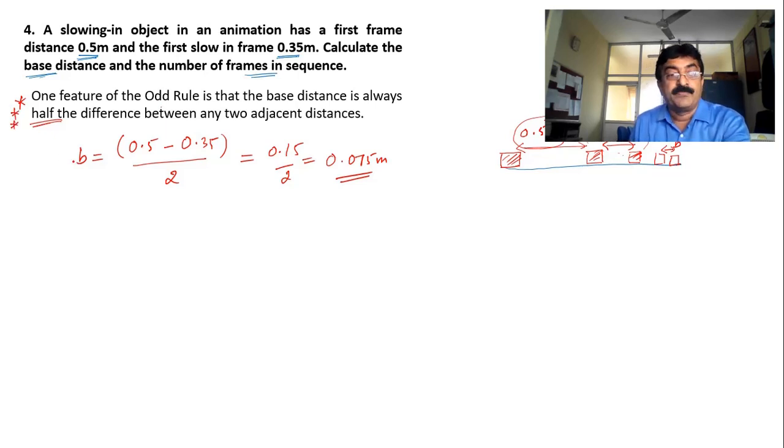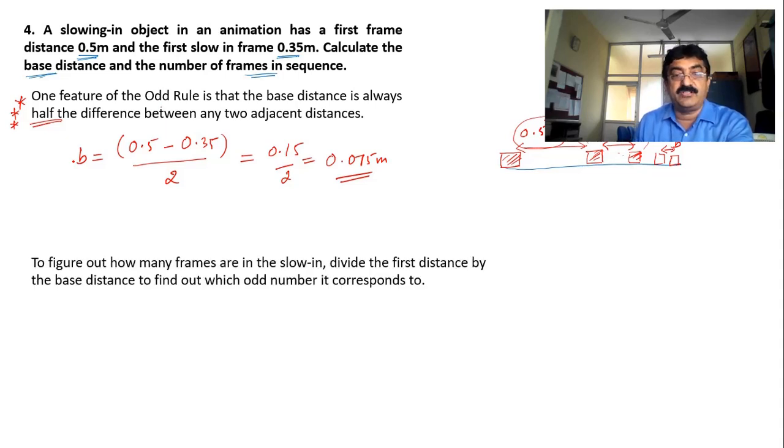I forgot to mention another equally important statement which I should have mentioned in the regular video. To figure out the number of frames, say A, in slow-in process, divide the first distance by the base distance to get the frame number. But the answer you get should be an odd number, otherwise you have to approximate it to the next odd number. What I mean to say is, first distance is 0.5 divided by base distance 0.075.